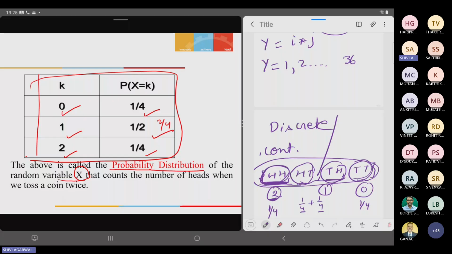How many times is the number of heads coming 0? One time. So that's why it is 1 by 4. In all 4 cases, this is 1 by 4, 1 by 4, 1 by 4, 1 by 4. Now, but these are the two outcomes having the same value, 1. So that's why we can say here it is 1 by 4 plus 1 by 4. So this is known as the probability distribution of a random variable x. Got it? So this table we have to find out.